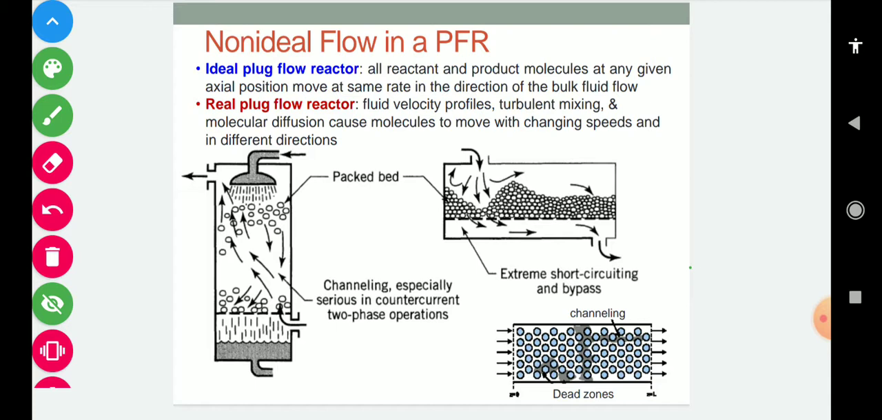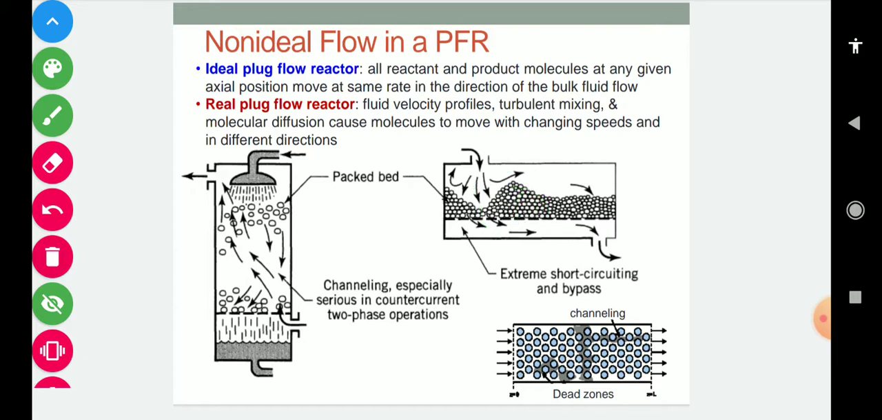As you can see in this example, this is a bed through which fluid is moving. The thickness of the bed is small here as compared to this point. So the fluid which flows through this direction will spend less time. It quickly passes through this bed. But on the other hand, if some fluid moves at this point where the thickness of the bed is larger, it will spend more time.